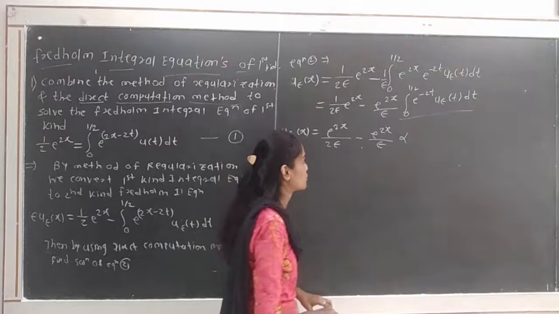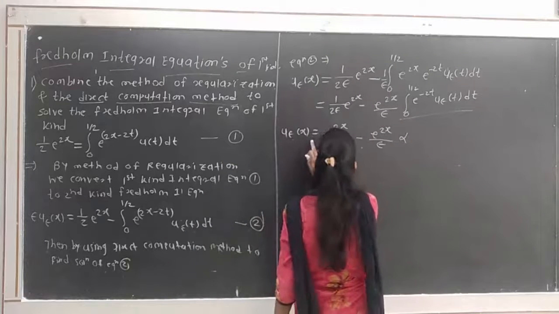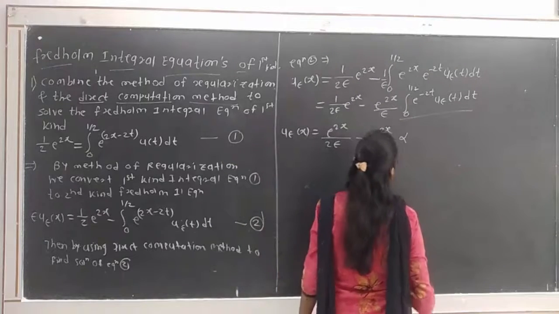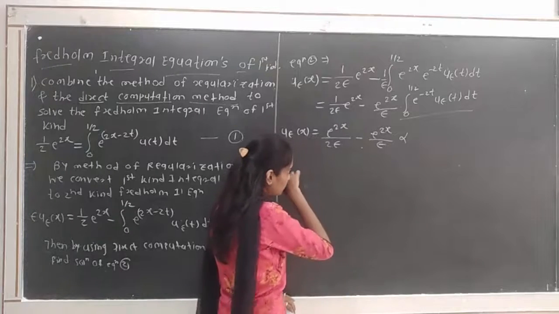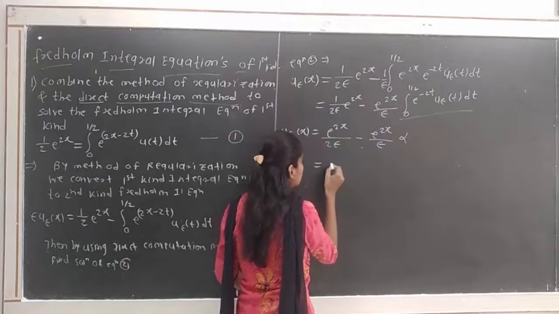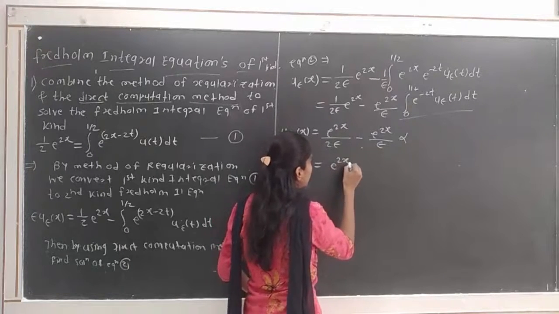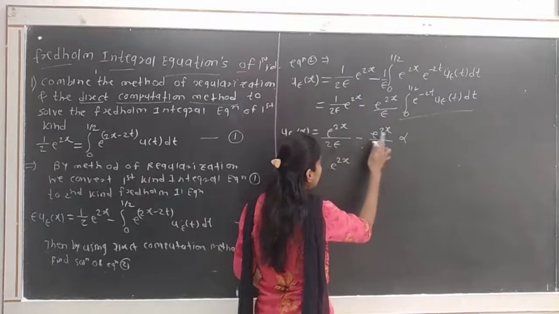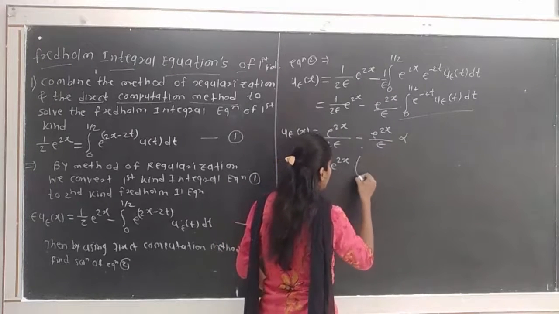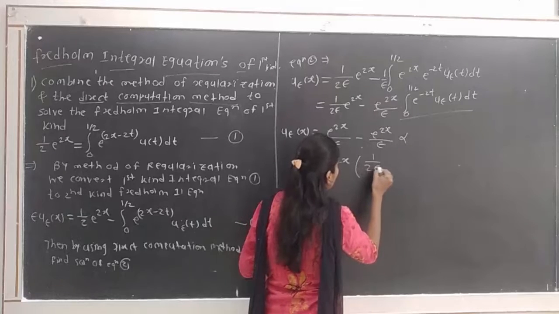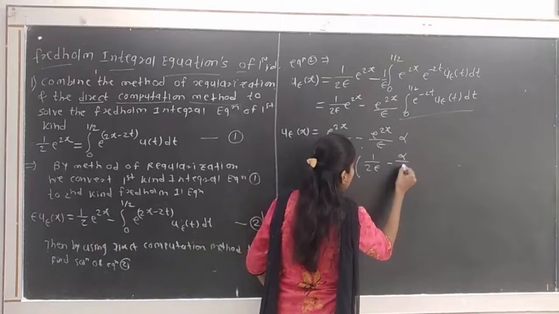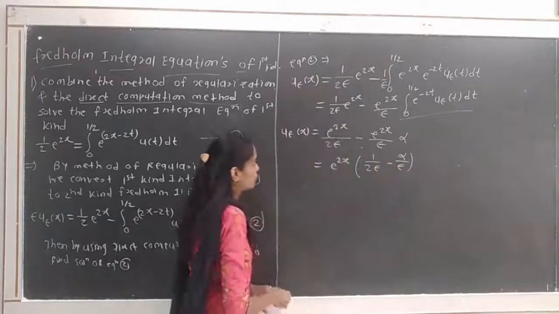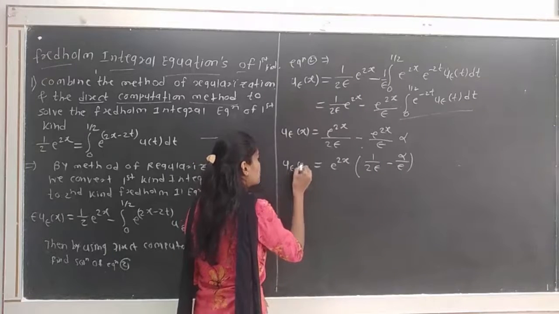So alpha will be the constant. Okay, so we consider u epsilon of x, by using the direct computation method. We can write this as e raised to 2x. Here we take e raised to 2x outside, so we get e raised to 2x in bracket 1 divided by 2 epsilon minus alpha divided by epsilon. Okay, so u epsilon of x will be this.